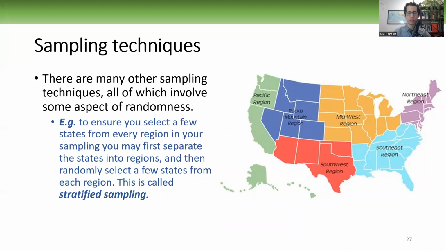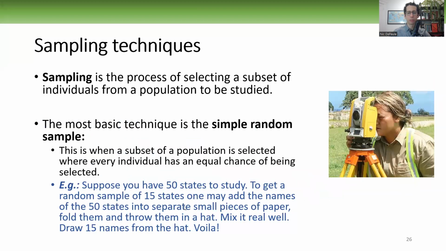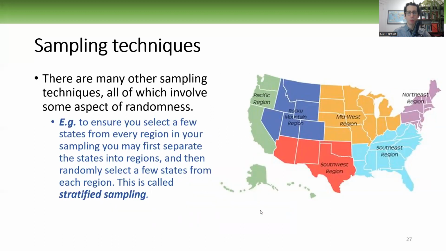So why would you do this if the first method that we talked about was putting all the states' names in a hat and then just drawing out 15? Well, that's because the one time you draw the 15 out of 50, there's a chance that you retrieve 15 states in only 2 regions, maybe just Midwest and Southeast, or maybe just one region. It's possible that they all come from the Midwest region. And in that sense, you do not end up with a representative sample.